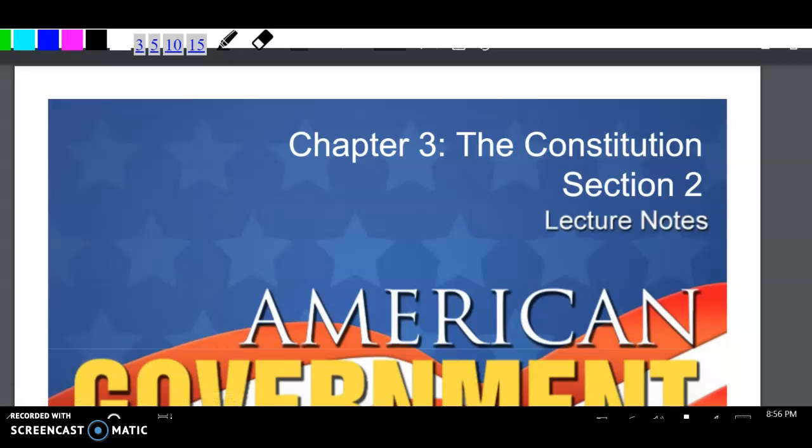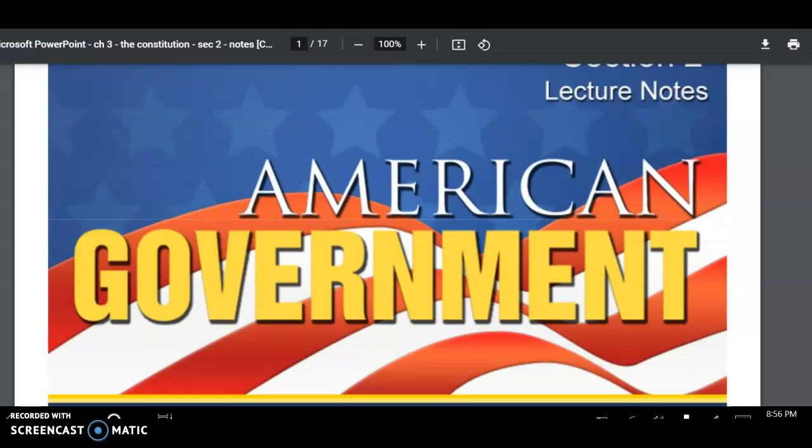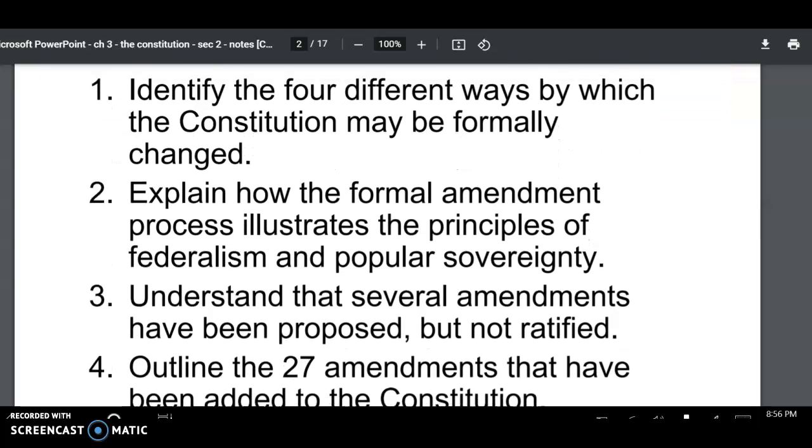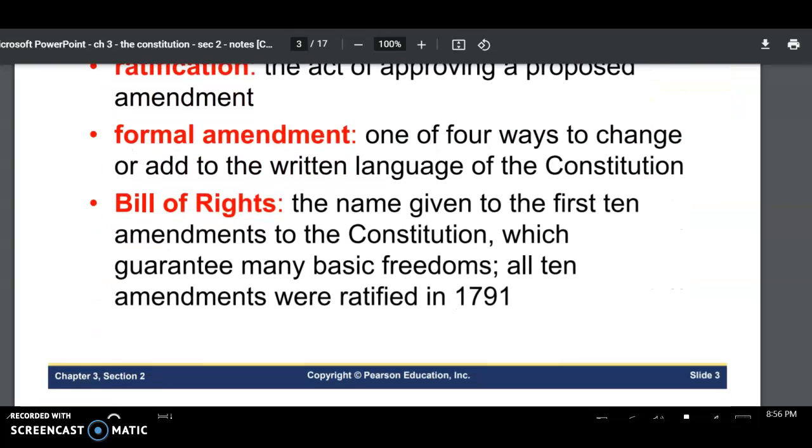All right, so for these notes, your heading will be Chapter 3, Section 2. This is all about the Constitution. Here are the objectives for the lesson. Also some key terms or definitions for important words in this section.